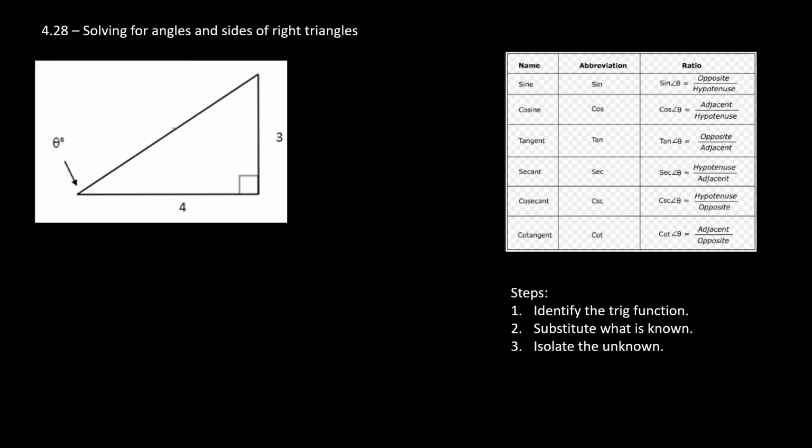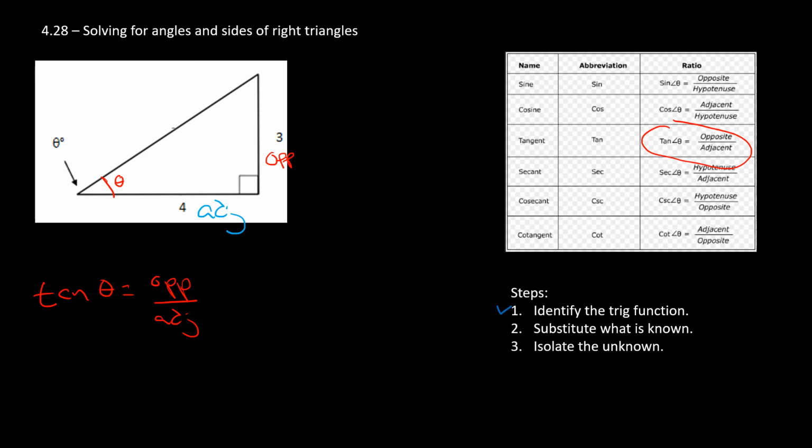Let's do another one together. You'll see this is a similar problem. We want to identify the trig function. We're looking for some theta. We're given an opposite, and we're given some type of adjacent. So let's identify the trig ratio. Opposite and adjacent, oh look, that's tangent right there. So we'll say tangent theta is equal to opposite over adjacent.